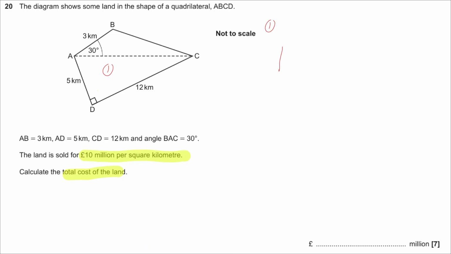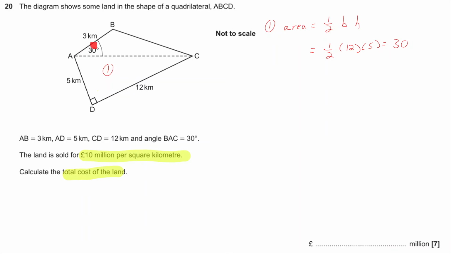Right, the area of a triangle. It's a right angle triangle. It's going to be half times the base times the height. It's going to be equal to half times the base, which is 12, times the height, which is equal to 5. That's going to give you 12 times 5 is 60. Half of it is equal to 30. So that's the area of triangle 1.